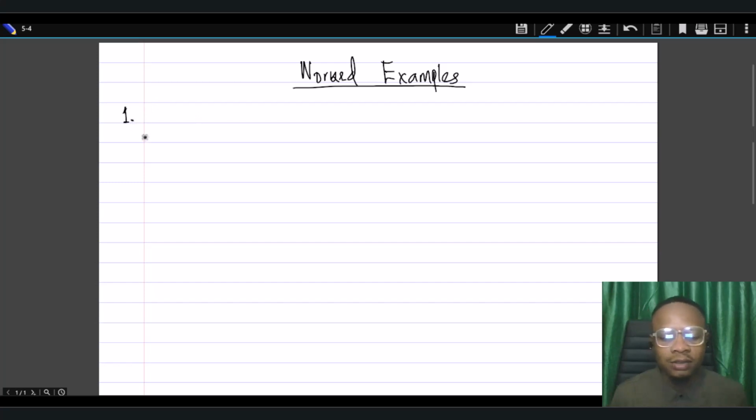Welcome back. We will now consider examples on the concepts we have discussed so far by looking at a number of problems on them. So right here we have worked examples, and the first problem says find the square roots. Find the square roots of the following.